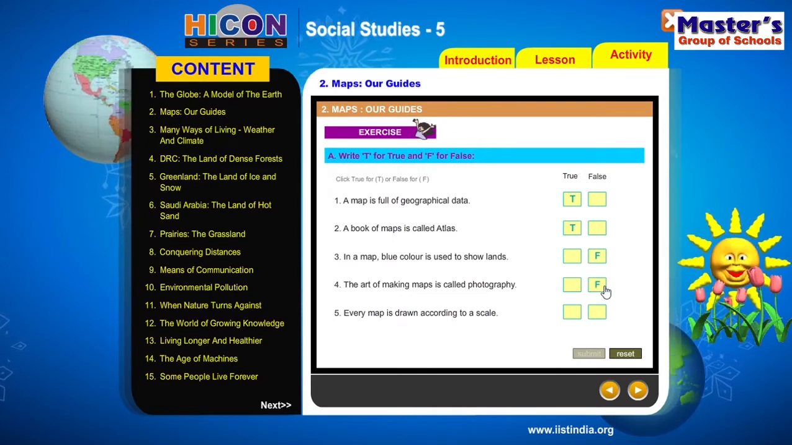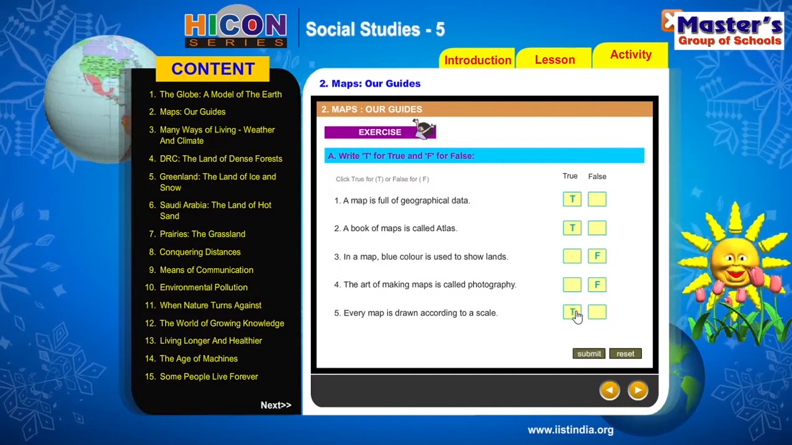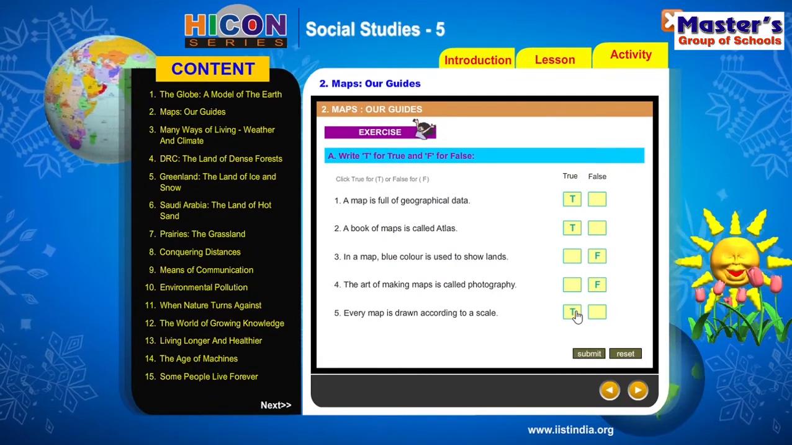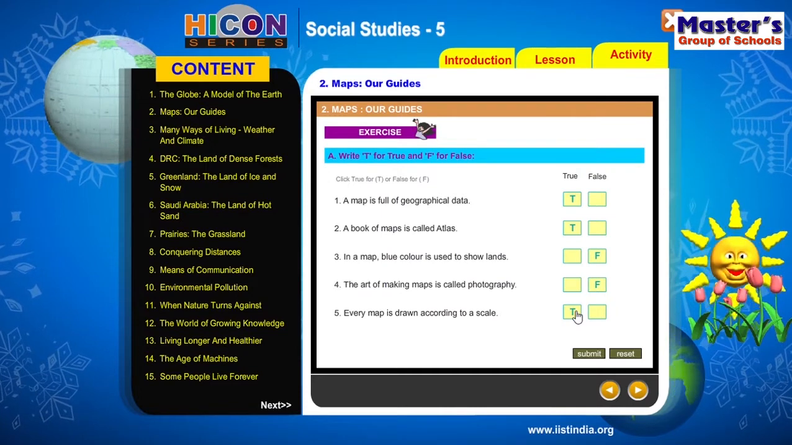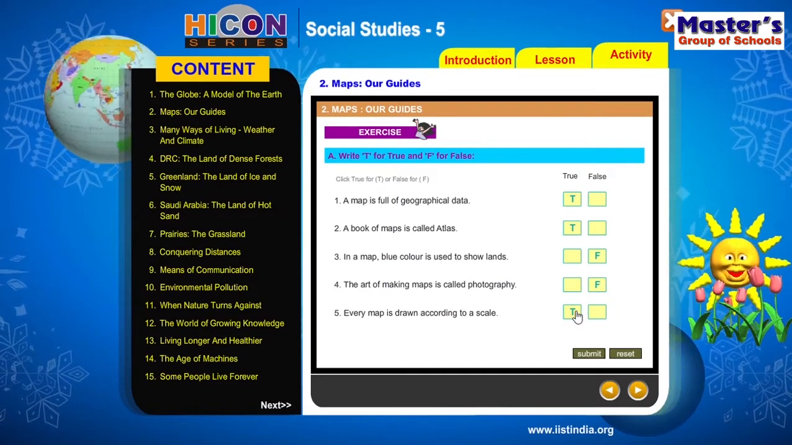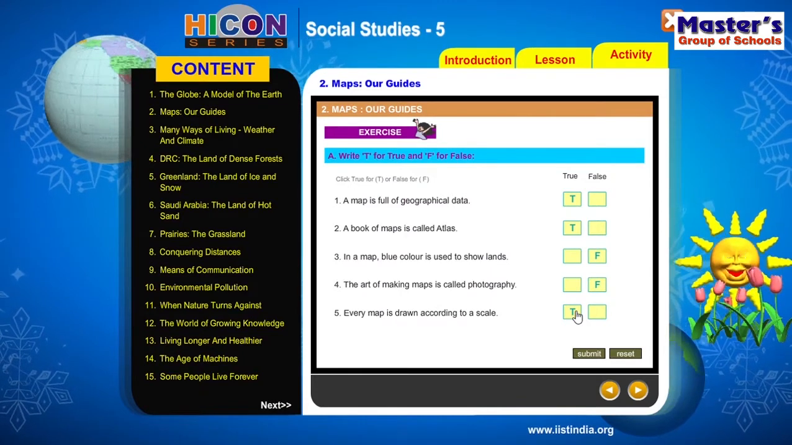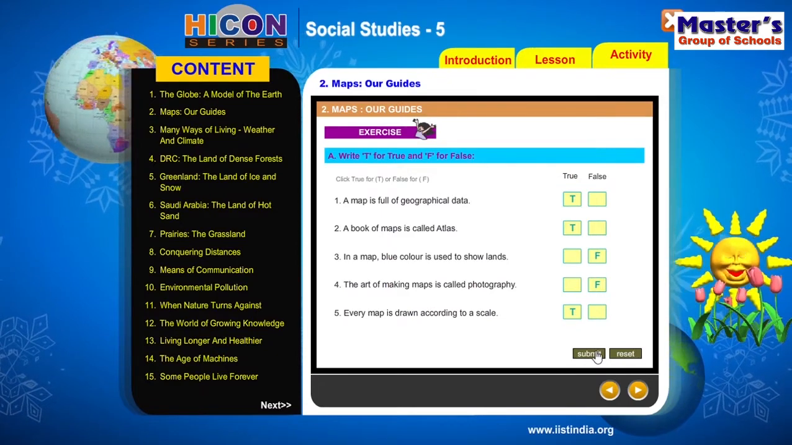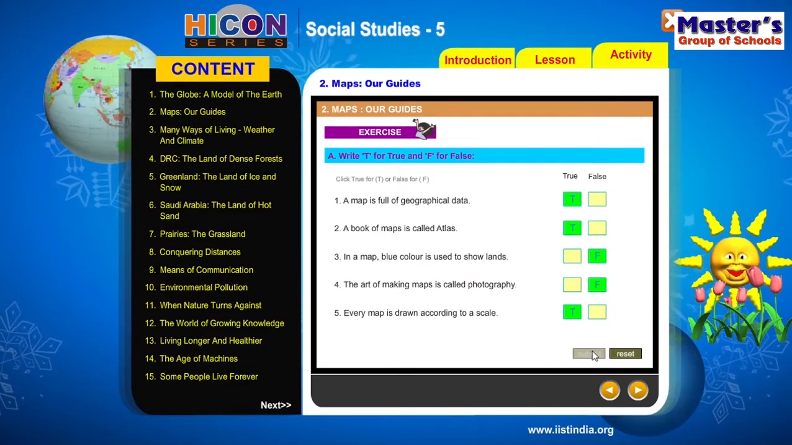Okay. Every map is drawn according to a scale. Yes. Every map is drawn according to a scale. The real distance on the earth is reduced to a particular scale. Only then we can have the exact size, shape, and the details of the area, isn't it? So every map is drawn according to a scale, right? So we'll submit the answers. Yes. So we will read all the 5 sentences once again.